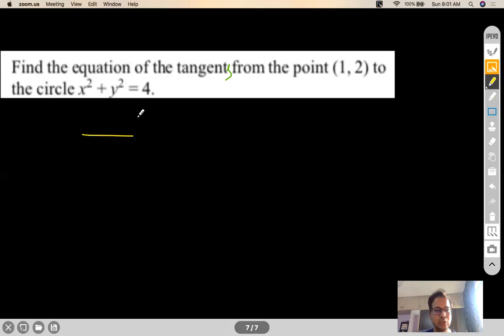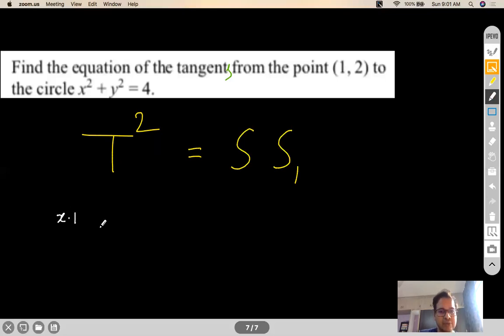So, chalo, we'll directly use our formula. T square is SS1. That's it. So, what is T for in this case? Now, remember, T is basically when you replace your X square with XX1, Y square with YY1, and of course, bring the 4 on the other side. This is your T, my dear. T is not an equation. T is not an equation. I'm again telling you, T is a linear expression. Don't write zero here. Okay? So T is a linear expression. Square it.